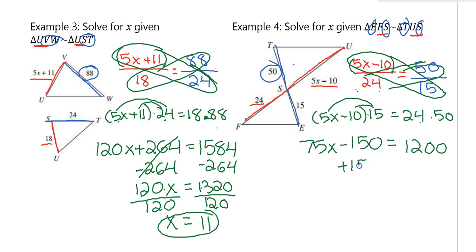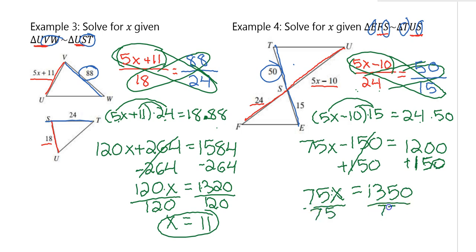Again, solving, I'm going to add 150 to both sides. So 75x, because those cancel out, equals 1,200 plus 150, which is 1,350. Now there's a multiplication here, so I'm going to do the opposite. I'm going to divide by 75. 75 divided by 75 is just 1x. 1,350 divided by 75 is 18. So x equals 18. All right, and that is it for C2. Go ahead and work on your activity.